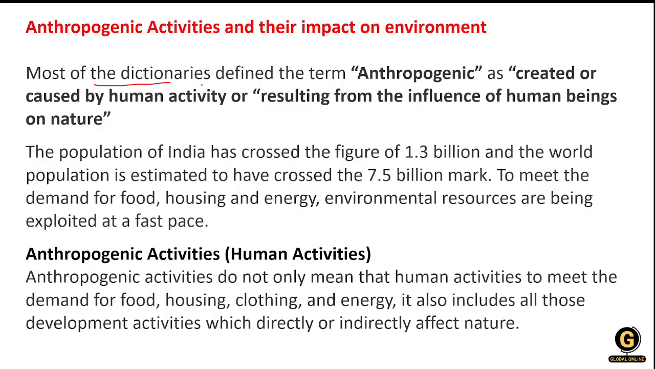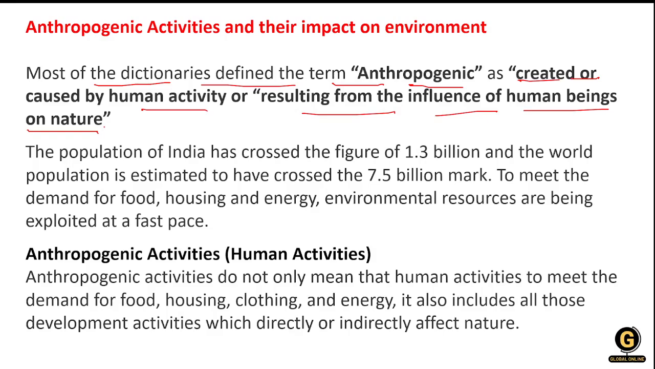Most of the dictionaries define the term anthropogenic as created or caused by human activity, or resulting from the influence of human beings on nature. Clear? So here the definition has been given: created or caused by human activity, and the responsible person is who? The human. The human activity has caused these kinds of things on the environment, resulting from the influence of human beings on nature. Clear?